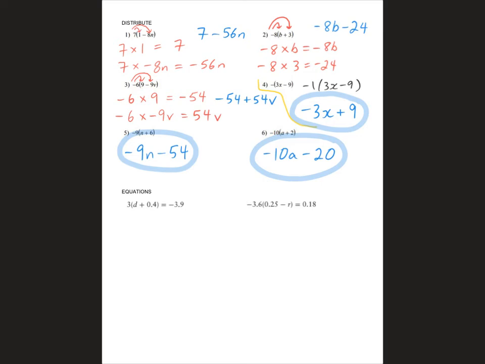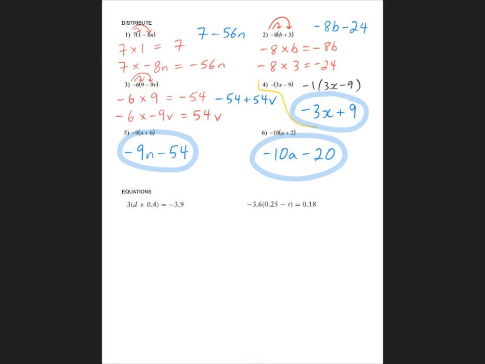Okay, and here are our answers. You should have -1 times 3x, which is going to give us -3x, and then -1 times -9 is +9. So we write it as +9. Down here, -9 times n is -9n. -9 times +6 is -54, so we write it as -54. And over here we have -10a, and then -10 times +2 is -20, so we write it as -20. Okay?